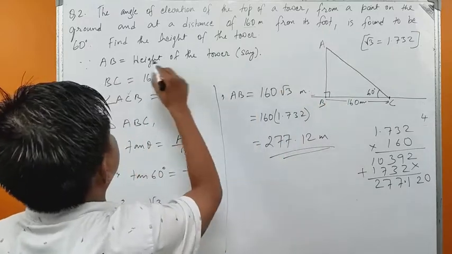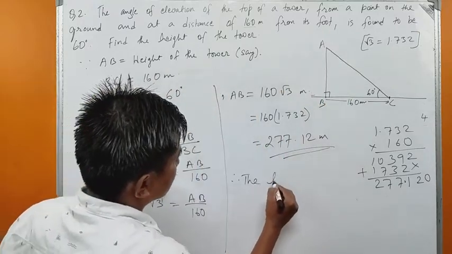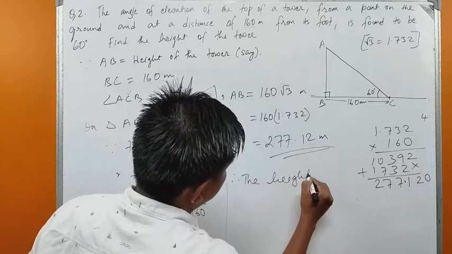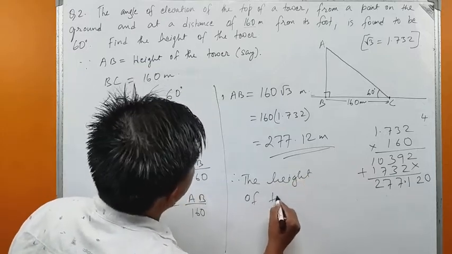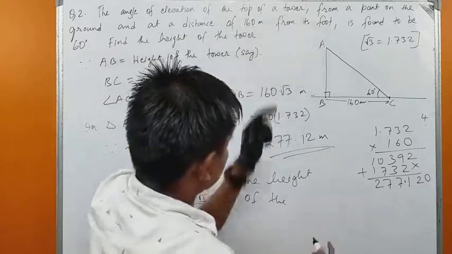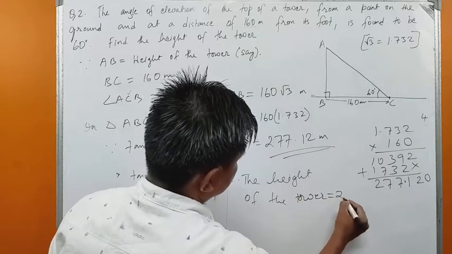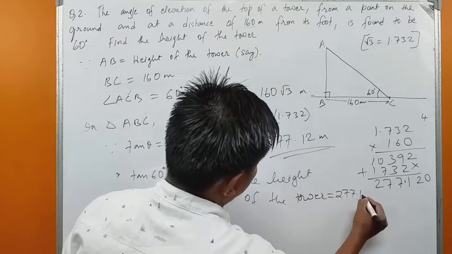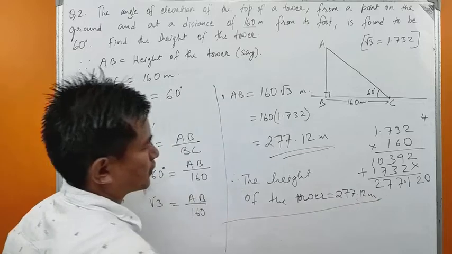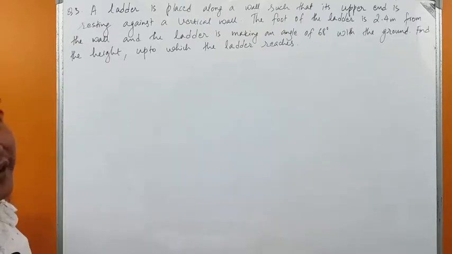We are asked to find the height of the tower. Therefore, the height of the tower is 277.12 meter. This is the answer for question number 2. Now let's do question number 3.